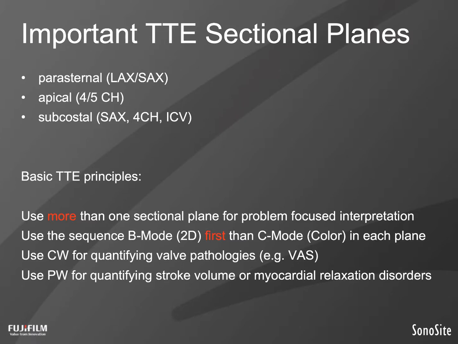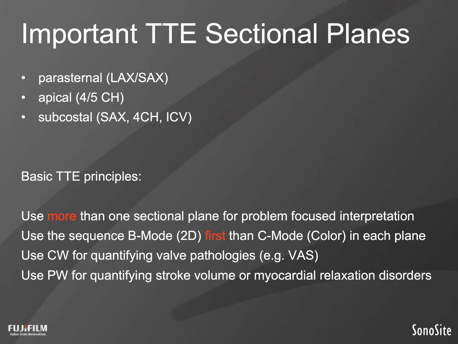To establish a correct interpretation of the image sequences, it is necessary to follow basic TTE principles. For example, if you intend to make a point on left ventricular function, it is necessary that you use more than one sectional plane to evaluate this specific problem. You can pick this up in a parasternal view as well as an apical view or in a subcostal view.